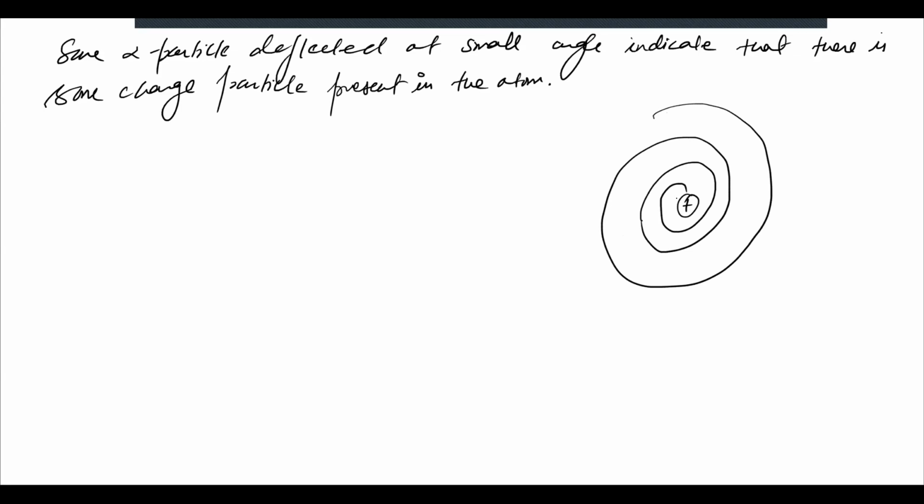Then according to Maxwell's theory, when a charged particle revolves around another charged particle, the electron will keep losing its energy and will collapse into the nucleus. This makes atoms highly unstable, which is not possible in reality. So what he actually said in his structure, the structure given by Rutherford.